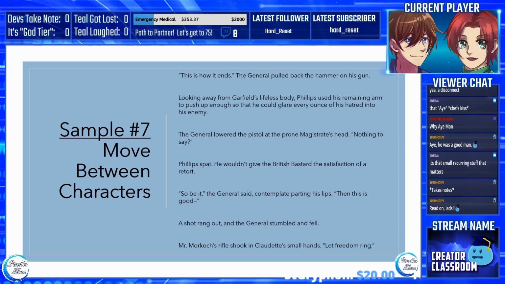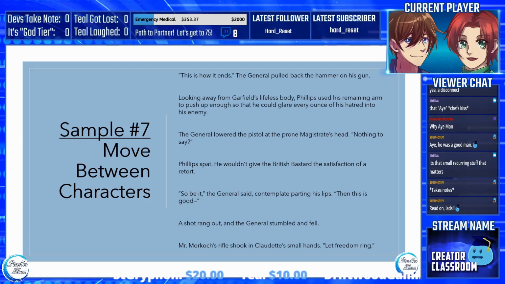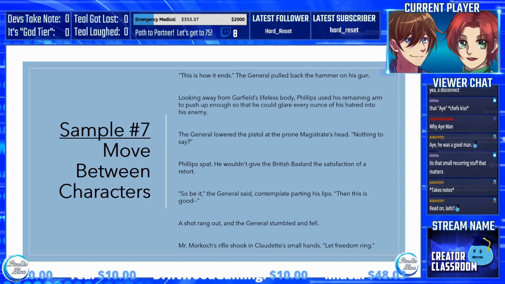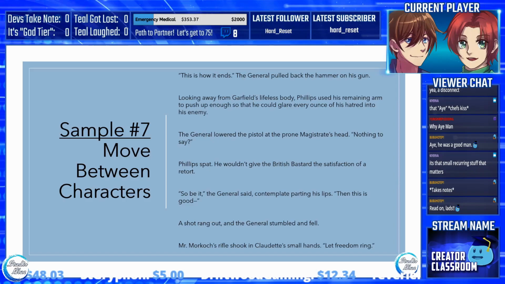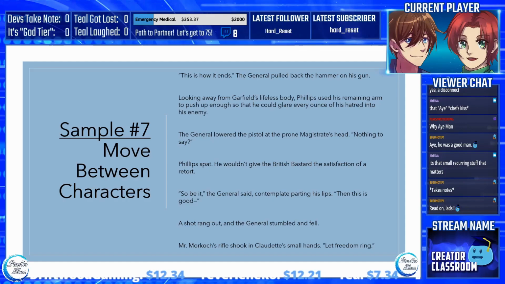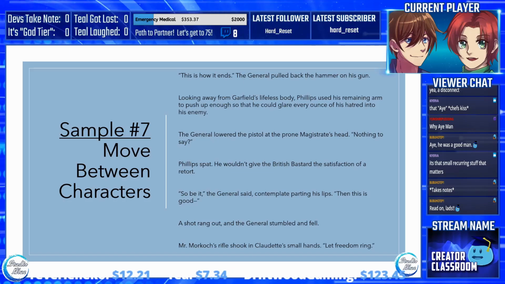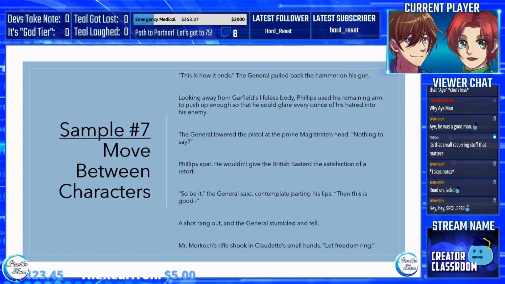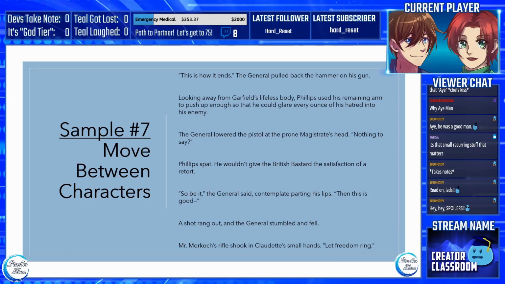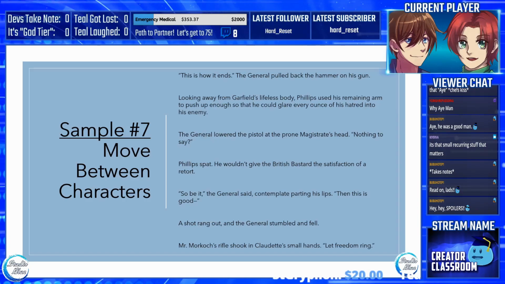So, a lot here. I go back and forth between the general and Magistrate Phillips, who is obviously injured. I show attention to the fact that, unfortunately, Garfield did not make it to the end. And we have a back and forth here. Comment, counter-comment, comment, counter-comment, to the point where Magistrate Phillips refuses to give his enemy the chance to retort his final words. He just gives a defiant spit. The general gives contempt, and then he gets shot by Claudette holding Mr. Moorcock's rifle, who says Mr. Moorcock's final words. If you recall, when Mr. Moorcock died, he said, let freedom ring. Boom, that's what she says. So that kind of ties it all together in a nice, neat little bow. But the idea is that we go back and forth, back and forth, and then bang, boom, dead, let freedom ring.